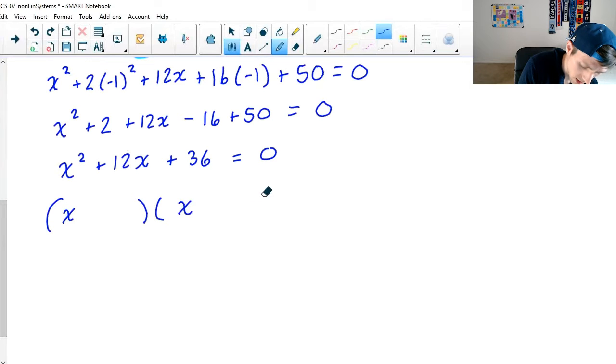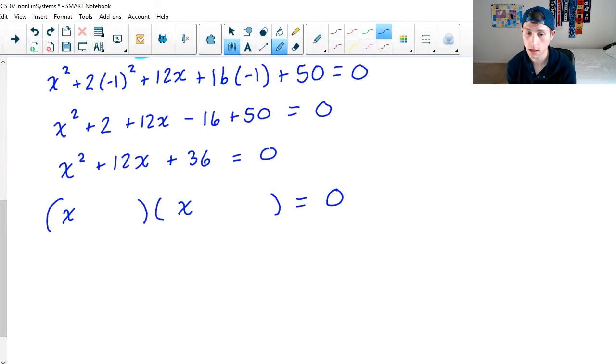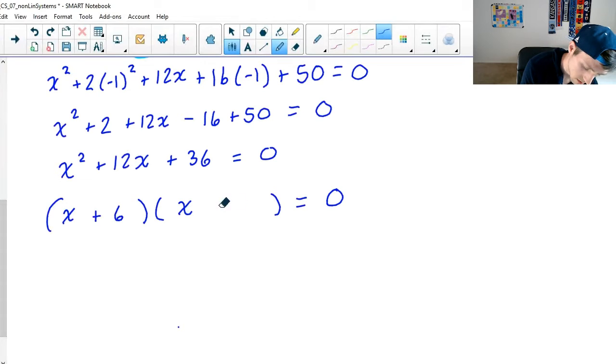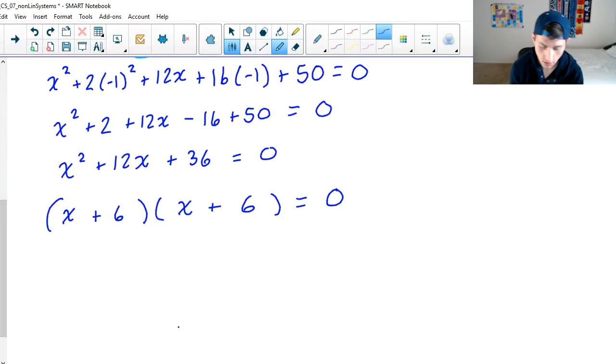So my goal is hopefully that I can just factor this. Right, I don't need a GCF of any kind. Factors of 36 that would add up to 12, so that would just be 6 and 6, or x plus 6 quantity squared. So I would get x equals negative 6.